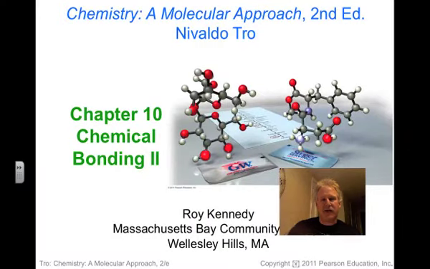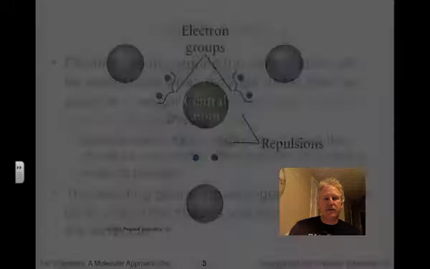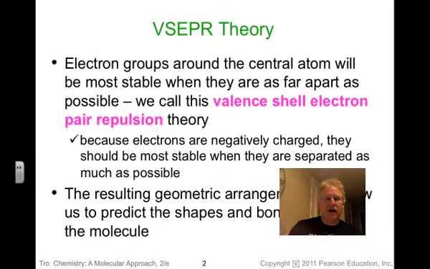I'm going to talk about Chapter 10 and introduce the first concept in Chapter 10, okay? Then on Monday, when we get back, we'll move on and talk about the rest of the chapter. So, this first concept is valence shell electron pair repulsion theory, okay?